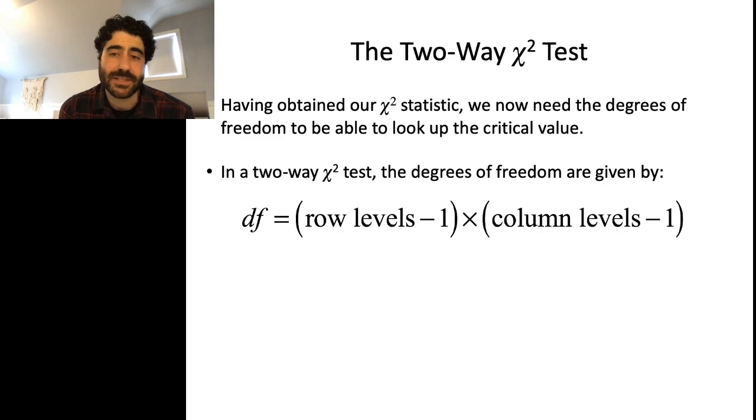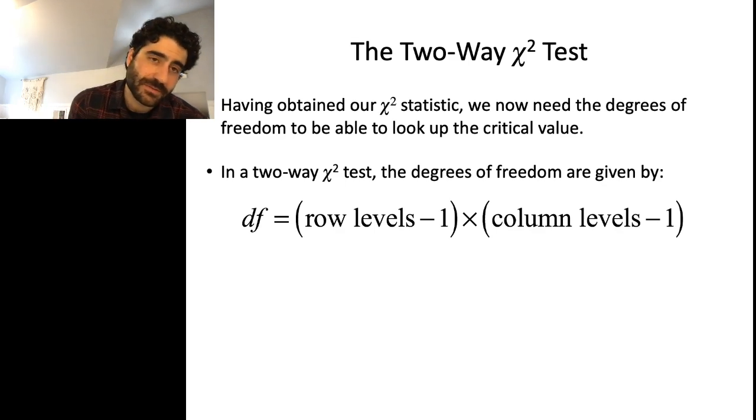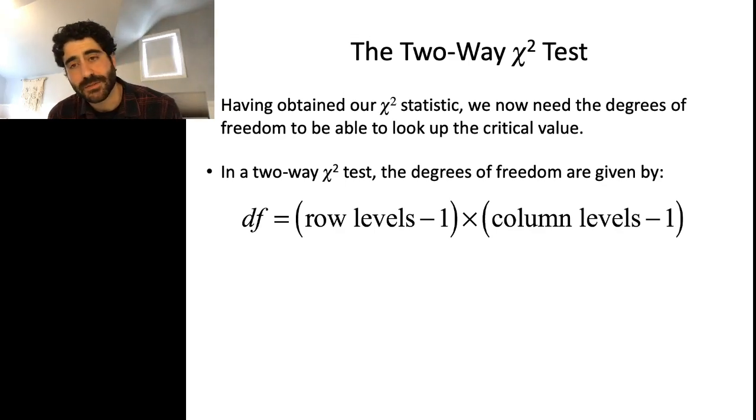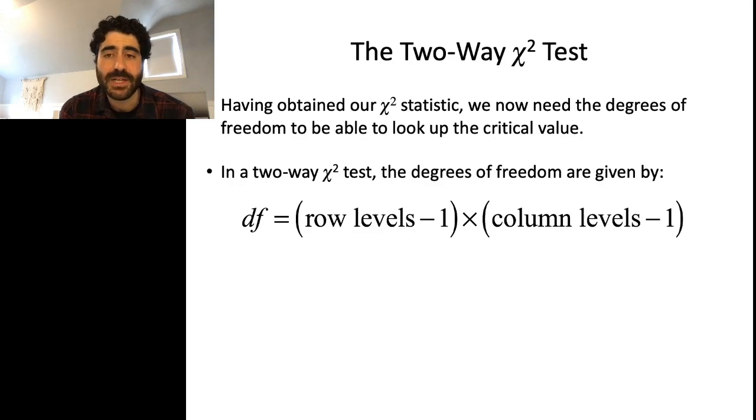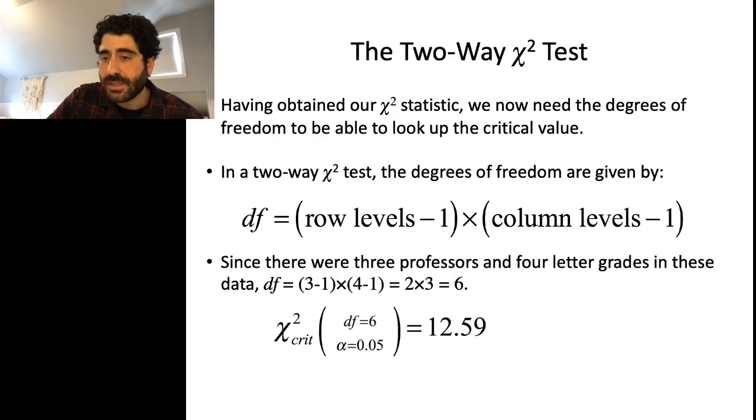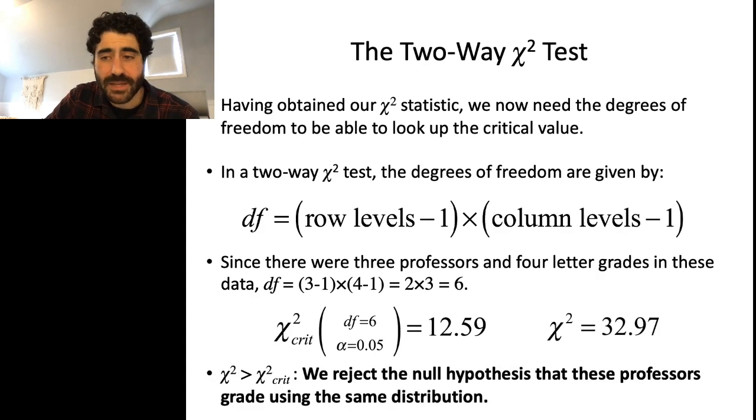So here there are 3 levels for the class outcome. There are 4 levels for the letter grade outcome. And so that gives us 2 times 3 equals 6. So we can then go look up, okay, this is a chi-squared statistic with 6 degrees of freedom. The critical value here would be 12.59, and we're way above that. So we would reject the null hypothesis that the professors grade using the same distribution.